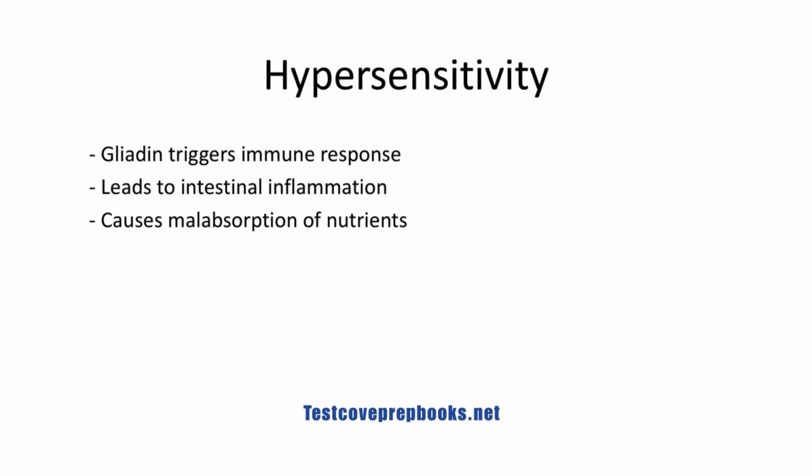Celiac disease, also called celiac sprue, is an autoimmune disorder caused by hypersensitivity to gliadin, a protein found in gluten. Gluten is present in grains such as wheat, barley, and rye. When individuals with this sensitivity consume gluten, their immune system responds inappropriately, leading to inflammation and damage in the small intestine. This results in poor absorption of nutrients.